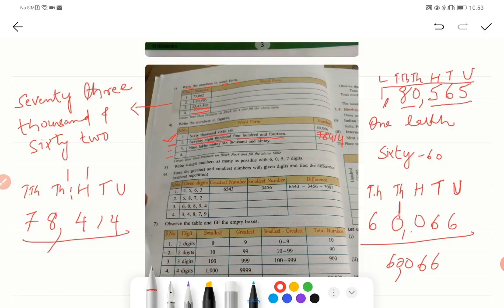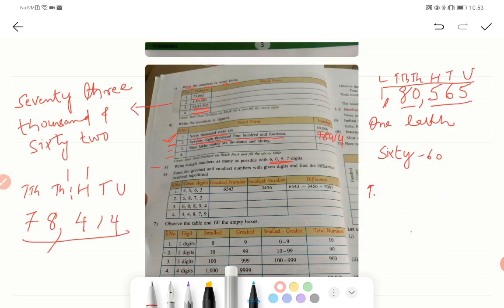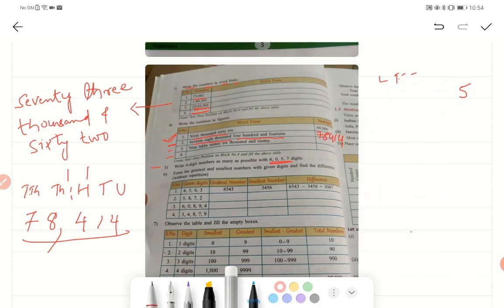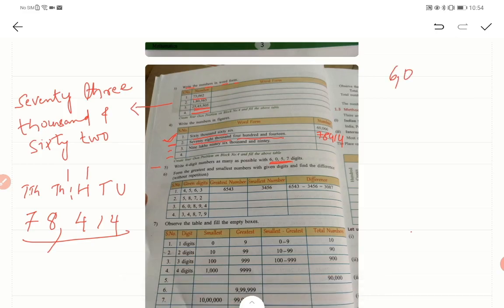Okay, now see the fifth one. Write 4-digit numbers as many as possible with the digits 6, 0, 5, 7. They are saying how many numbers you can write using these 4 digits. You need to write 4-digit numbers. Tell me what all you can write. I'll show you some, then you can do more. Using 6, 0, 5 and 7 digits, you need to write a 4-digit number.